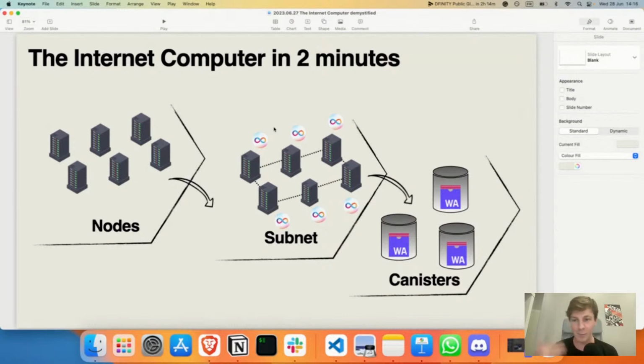And there is a lot of magic, a lot of cryptography, a lot of networking, consensus going on. And basically, this subnet generates a decentralized virtual machine. So this is like a computing environment. And inside this environment, you have canisters. And those canisters, I'll explain a bit more what you can do with them and how they work. But essentially, it's a building block for the IC. So you will be able to build applications using canisters.